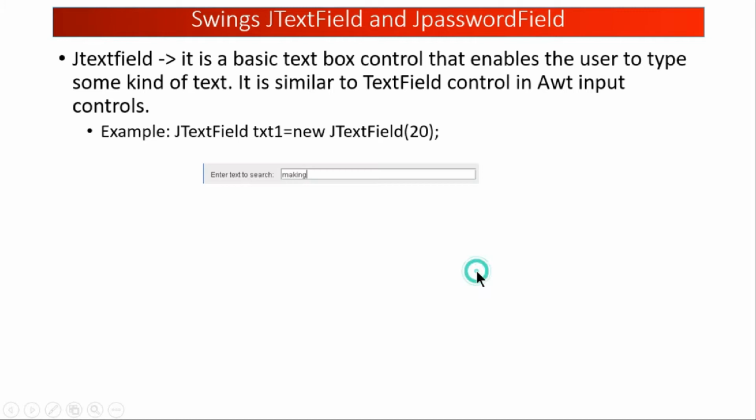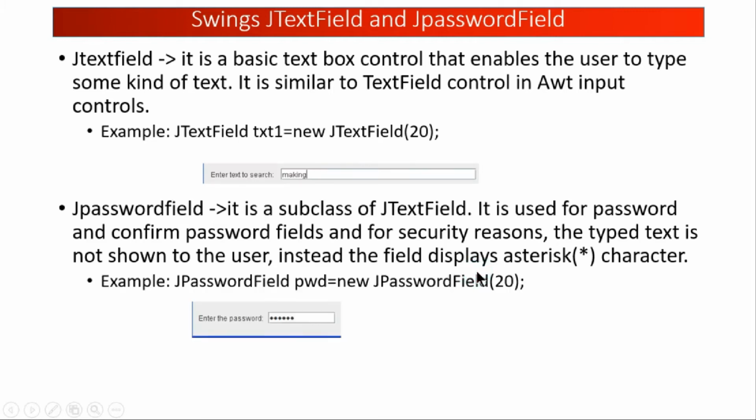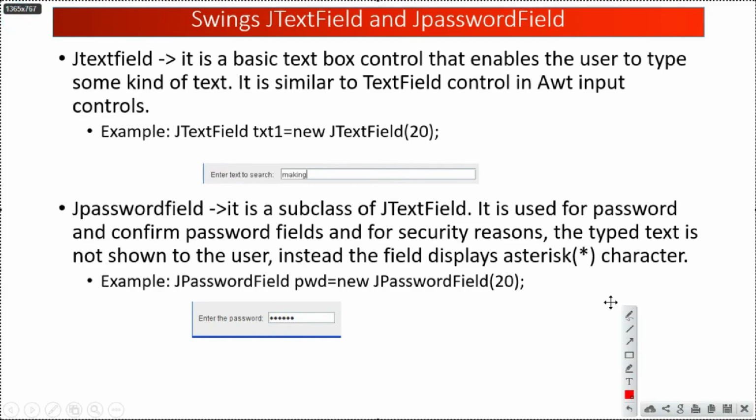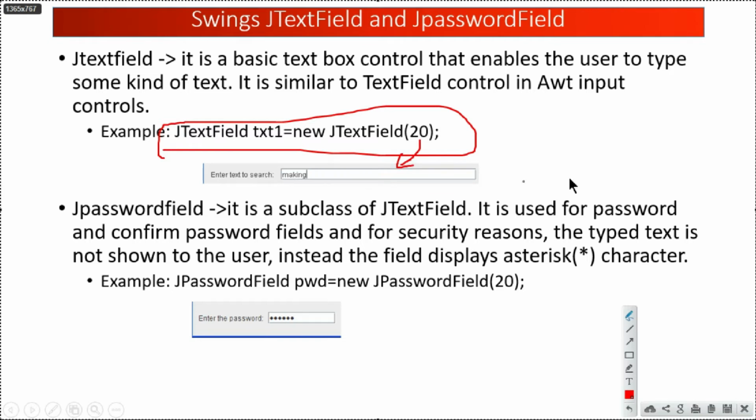Then comes the text field and password fields. With a text field a user can type something, like enter your name, enter your email ID, enter your password, enter your father's name. So for this you can use the JTextField class. JTextField class is the same as the TextField control. To create a JTextField, you can create an object of the JTextField class, like this one, and this 20 means 20 characters can be placed here. And the text field will look like this, as you can see here.